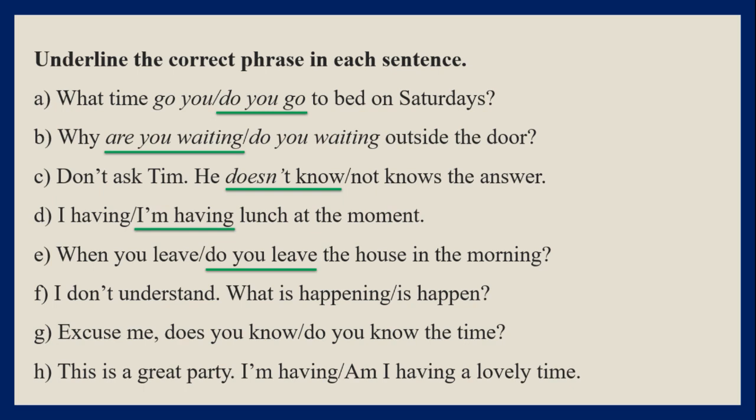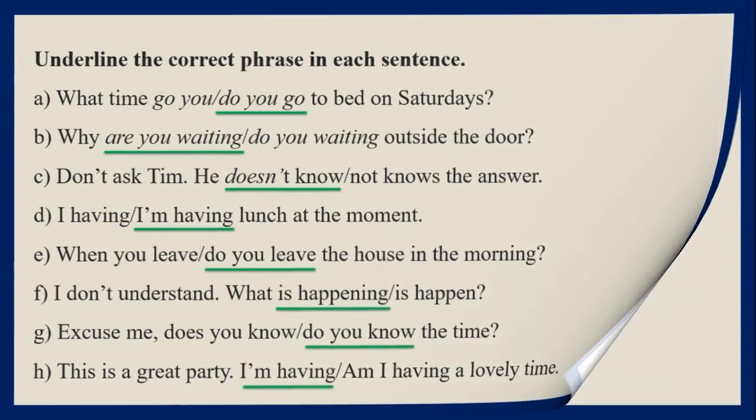F, I don't understand. What is happening? Something is happening at the moment of speaking, so we use present continuous. G, excuse me. Do you know is the correct answer, because your subject is you and your auxiliary verb should be do. Present simple. H, this is a great party. I'm having a lovely time. Again, this is happening at the moment of speaking, so we use present continuous.